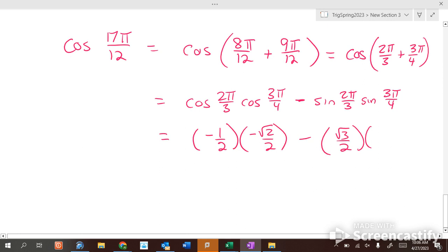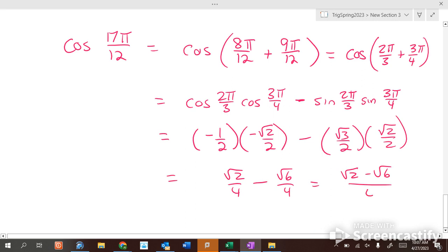Sine. What's the sine of 3 pi over 4? Square root of 2 over 2. Yeah, for sure. So you get the square root of 2 over 4 minus the square root of 6 over 4, which is the square root of 2 minus the square root of 6 all over 4.